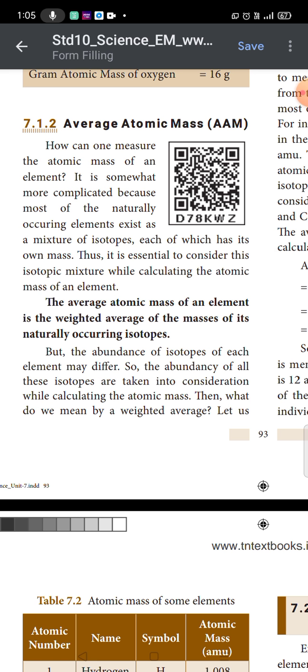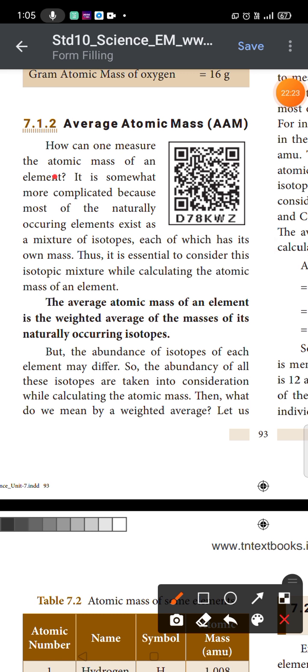Okay, let us see how one can measure the atomic mass of an element. It is somewhat more complicated because most of the naturally occurring elements exist as a mixture of isotopes, each of which has its own mass. Thus, it is essential to consider this isotopic mixture while calculating the atomic mass of an element.